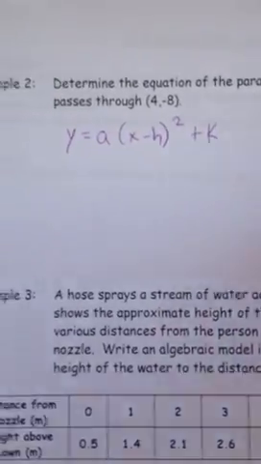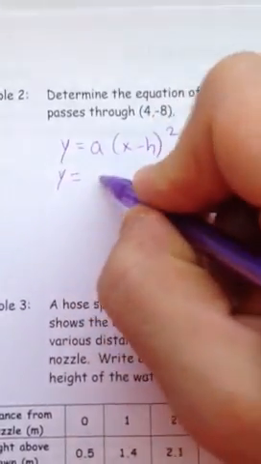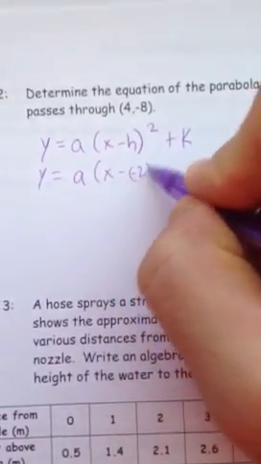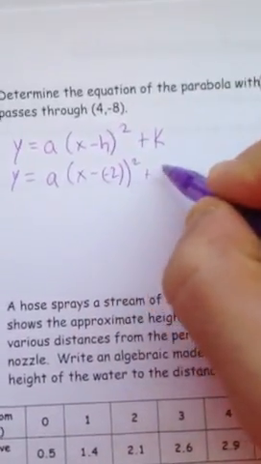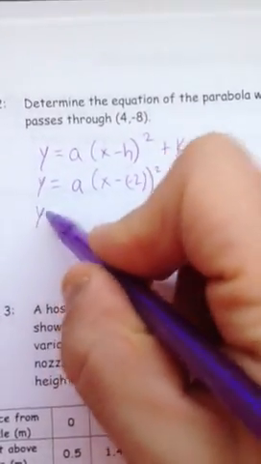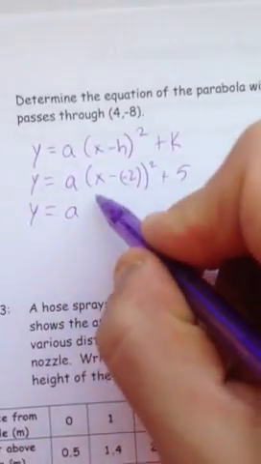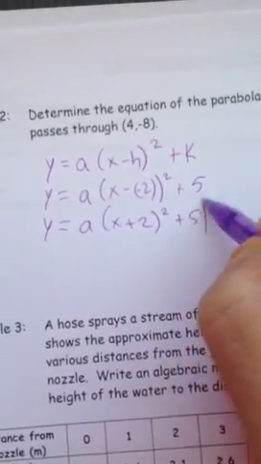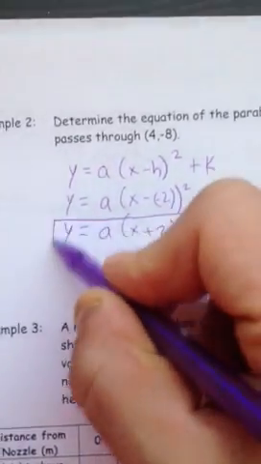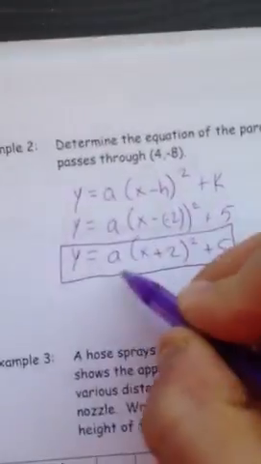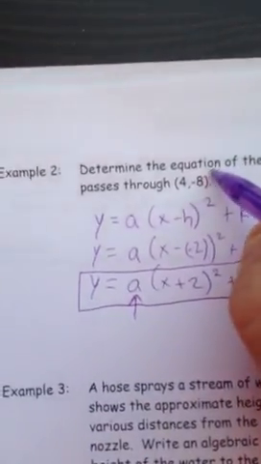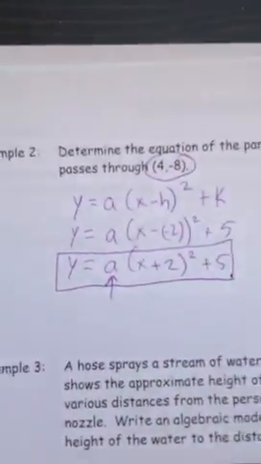Now, of course, we have h and k, so this is going to be y equals a times (x minus, and my h is negative 2) all squared, plus k is 5. So I end up with y equals a(x plus 2) squared plus 5. So this is the formula for my parabola, but the only thing I'm missing is my a value, and I need that. So this is why they give you an extra point on the graph.